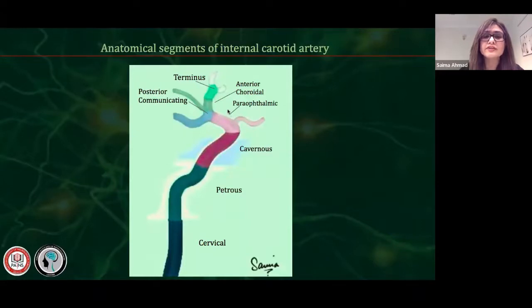Now the supraclinoid segment is further divided into smaller segments, but this is just to give names to the types of aneurysms which arise from these parts. Any aneurysm arising along the ophthalmic artery is a paraophthalmic aneurysm. Here is the posterior communicating and the anterior choroidal artery. So this is the communicating segment, and then there is a terminal segment where we do not normally have any perforators, but sometimes we do, and then it terminates into two branches.